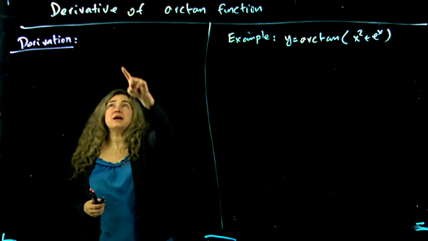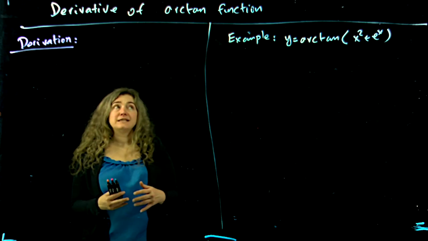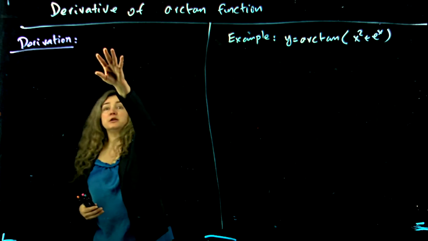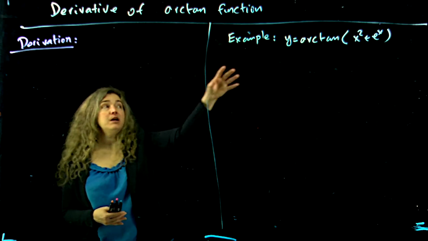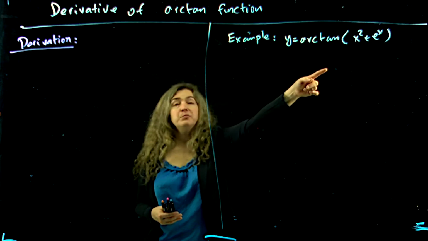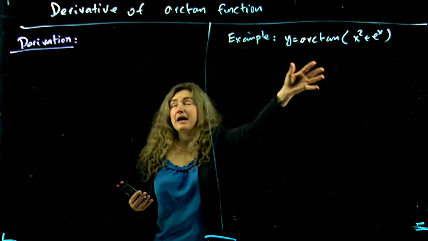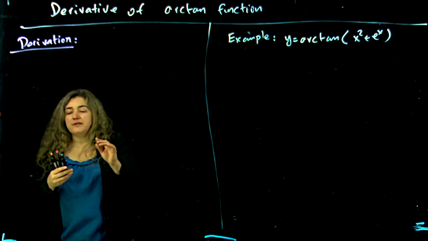So we're trying to do the derivative of the arctan function. First, I'm going to discuss the derivation of the formula. Then I'm going to use the formula to work out one example. Let's start with the derivation of the formula.